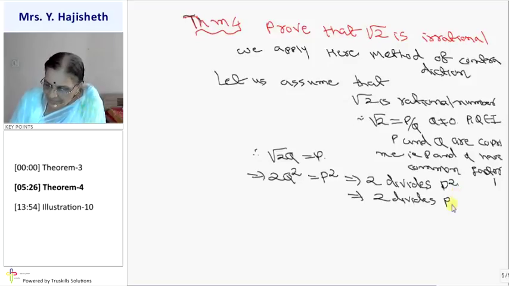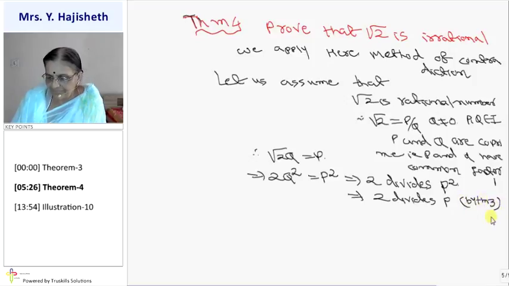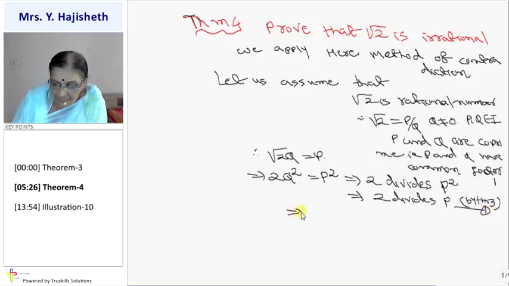2 divides p square. Therefore, 2 divides p by theorem number 3. Clear? So, this statement will be given as number 1. Now, 2 divides p. So, I can write p is 2c. Implies p की वैल्यू मैं इधर रख दूं 2q square, 2q square is p square में.